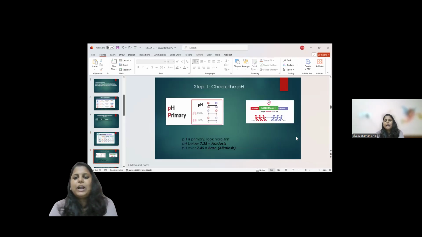The first step is to check the pH. So pH acts as the primary here. If the pH is below 7.35, it indicates acidosis. If it is more than 7.45, it indicates alkalosis.